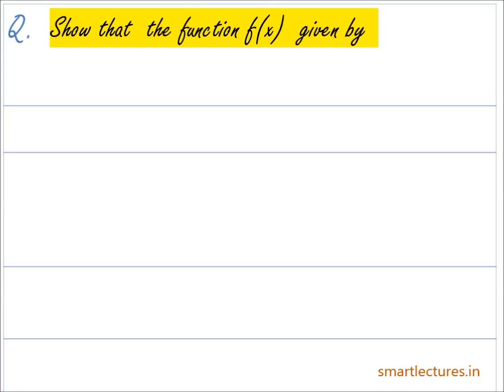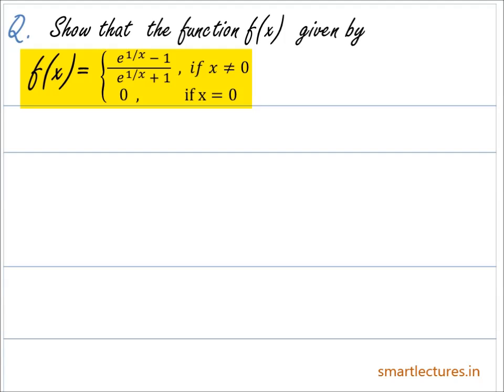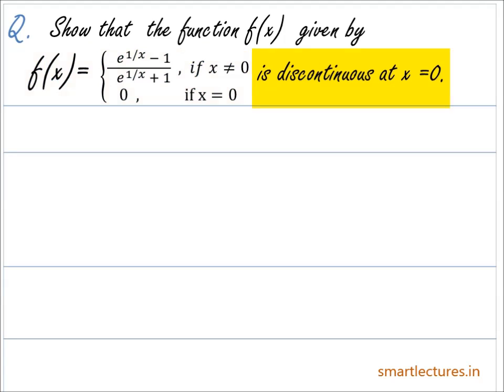Now let's solve one more question. Show that the function f of x given by f of x is equal to e to power 1 upon x minus 1 upon e raised to power 1 upon x plus 1 when x is not equal to 0, and f of x is equal to 0 when x is equal to 0, is discontinuous at x equal to 0.